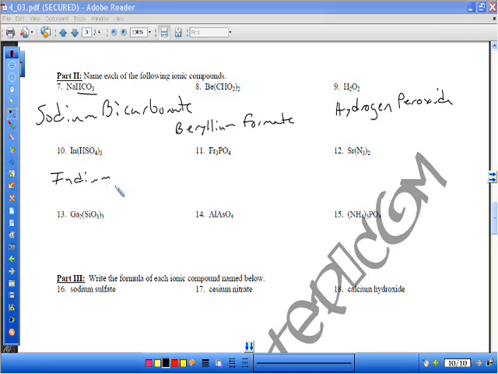Indium. And HSO4 is called bisulfate. When it's sulfate with a hydrogen there, you can either call it bisulfate or hydrogen sulfate. Bi, in this case, means hydrogen. Francium, phosphate.